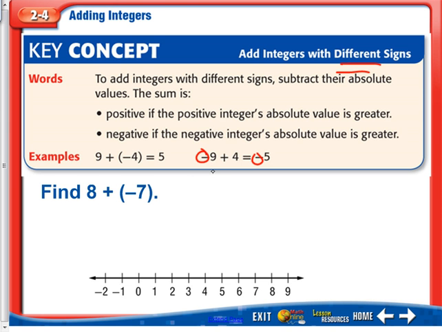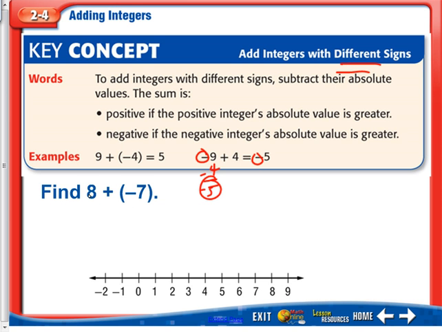Okay, and then again, we still just find the difference. So 9 minus 4 is 5, and we determine positive or negative by which one has a bigger absolute value. Or we can think of it as I owe $9 and I have $4 in my pocket. So I pay my 4 and I have 5 left.